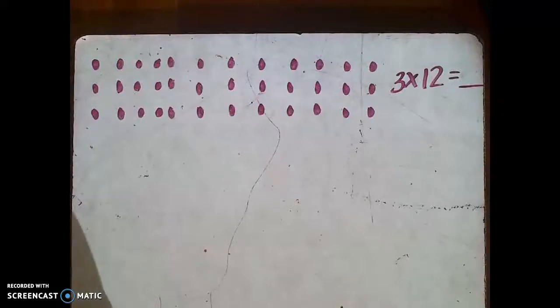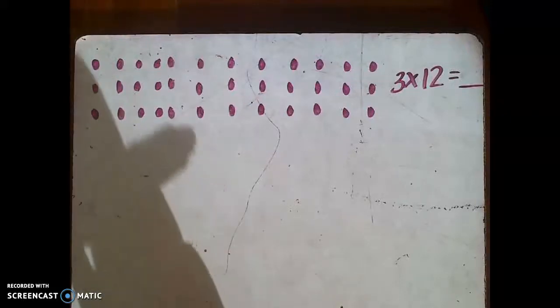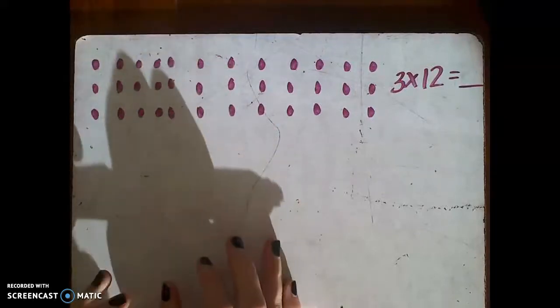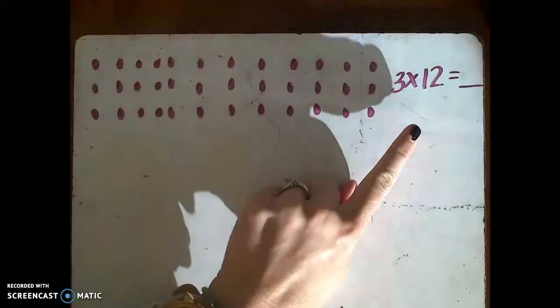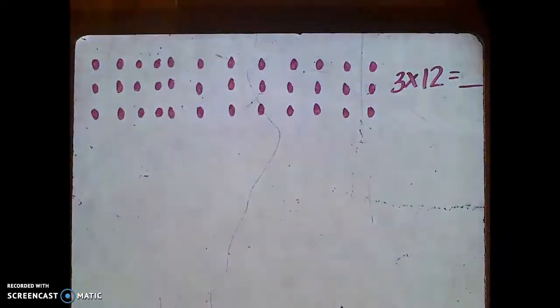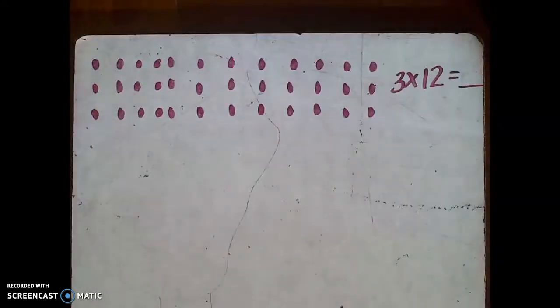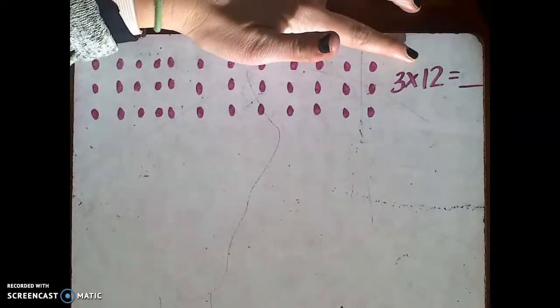Okie dokie. Right now, let's talk about how we can actually use parentheses to help us solve some of these big problems, like using the associative property. So right here I have an array, and this array represents 3 times 12. Sorry, the sun is kind of right in the way. So my array represents 3 times 12.